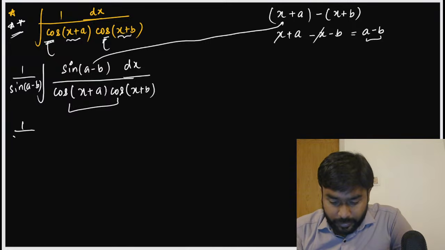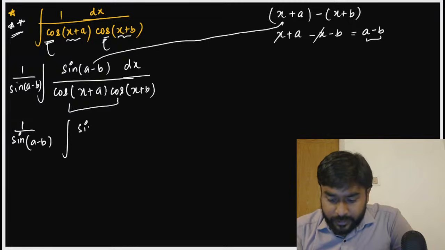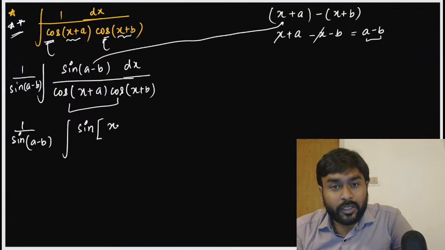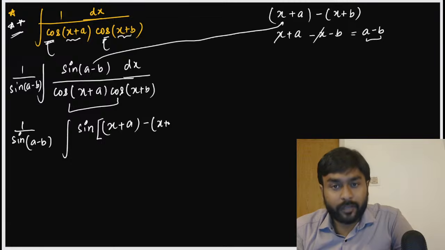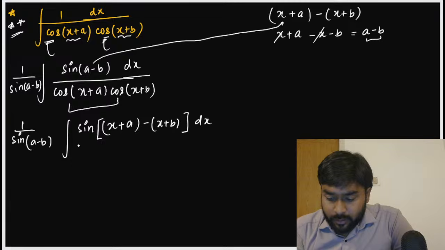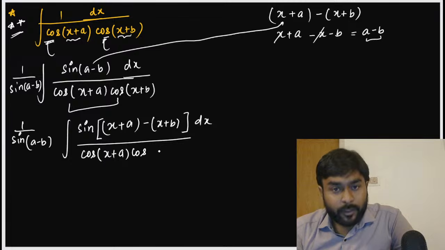What will happen? 1 by sine a minus b, and here sine of x plus a, correct? This will be x plus a then minus of x plus b. This we can write. Correct? Here dx, divided by cos x plus a and cos x plus b.